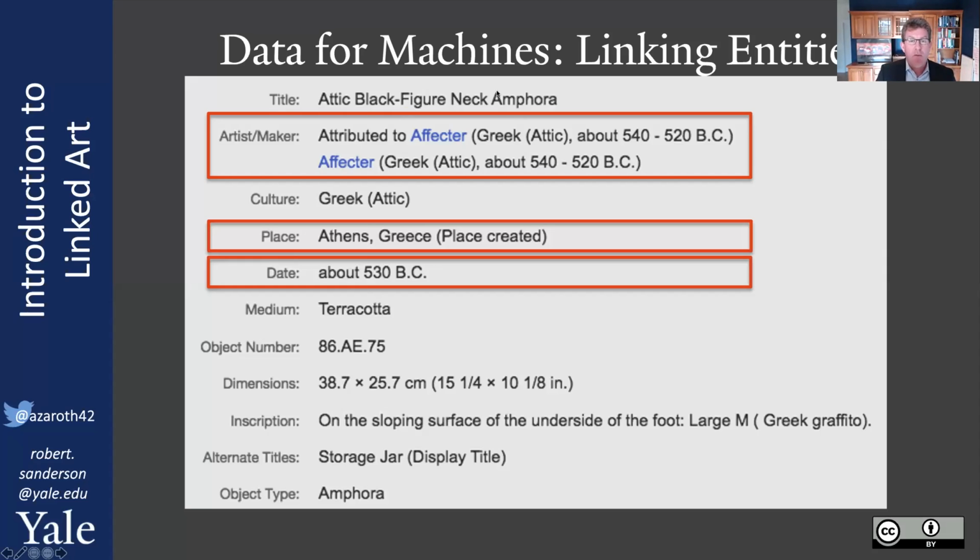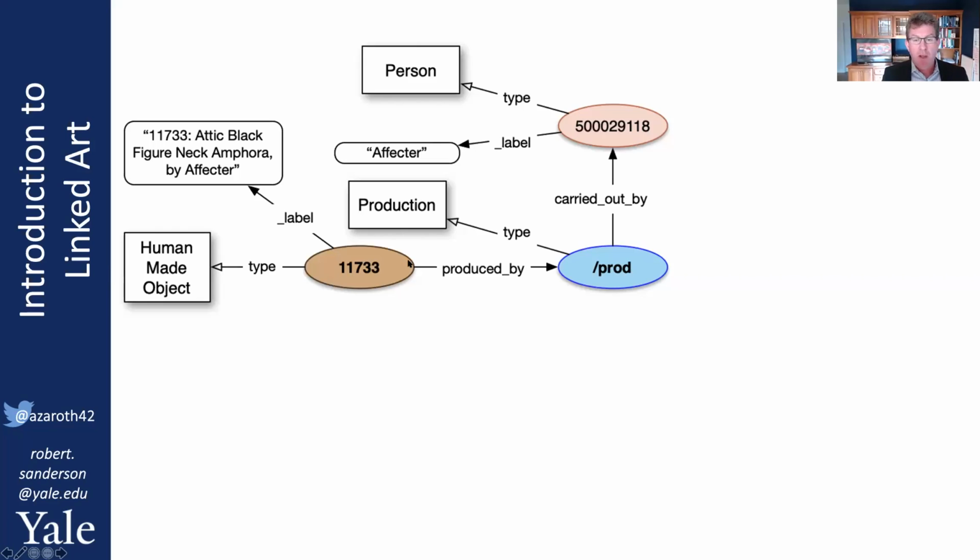So now we're getting into linking together entities rather than just core descriptions of things. So there are people, there are places, and there are times. So we'll look at the production of the object. The object was produced by a production, which has a class of production, and it was carried out by ULAN 5000291118, who is known as Exekias.